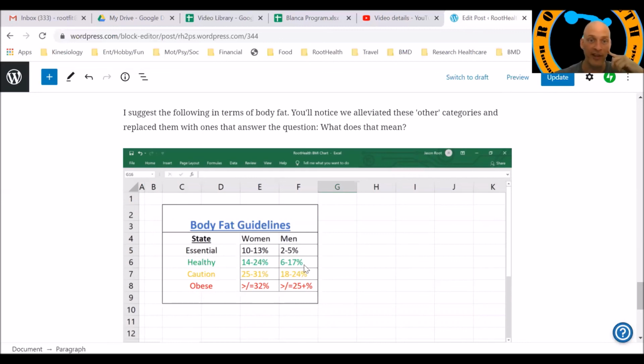And so we have essential body fat. We want to make sure that we have at least that. Anything under that, and even these essentials are fairly low, is going to be underweight. Healthy, we can see the healthy range is right there. Then caution, or where on the BMI chart you might see those yellow ranges as well. And then we have the obese. So we can weigh those both equally.